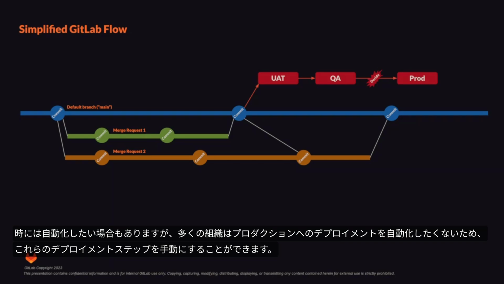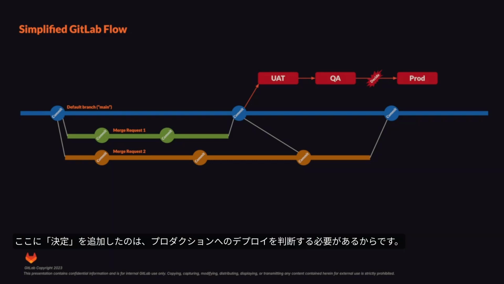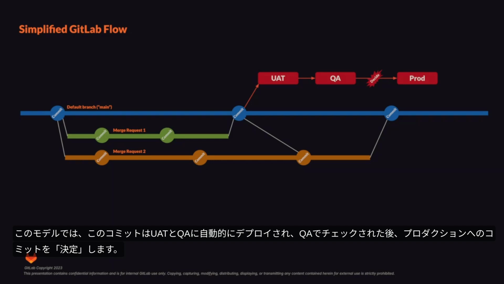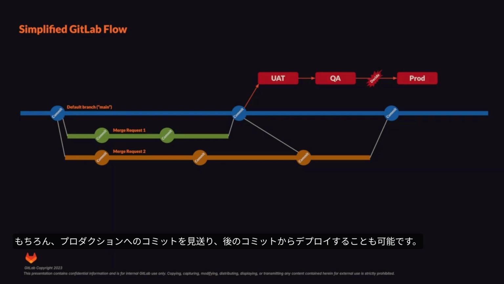Now, obviously, you don't want to automate deployment to prod. Well, in most cases, sometimes you do want to automate deployment to prod, but many organizations don't want to automate deployment to prod. And so you can make those deployment steps manual. I've added decide here because you're making the decision to deploy to prod. So in this particular model, this commit has been deployed automatically to UAT and QA, and then a decision is made to commit it to prod after it's been checked out in QA. And obviously, you could decide not to commit to prod.